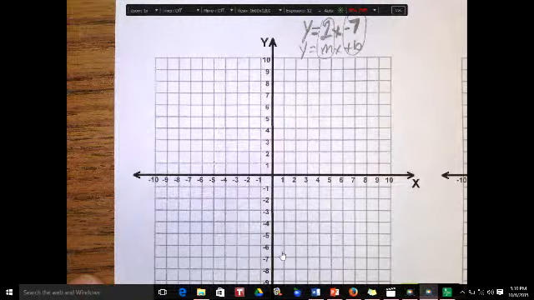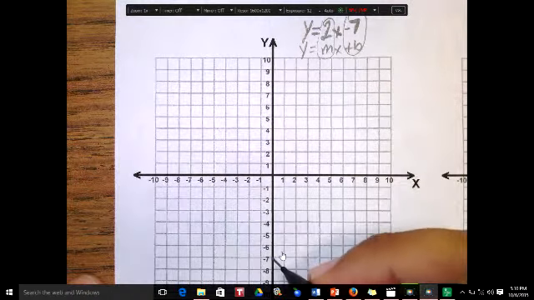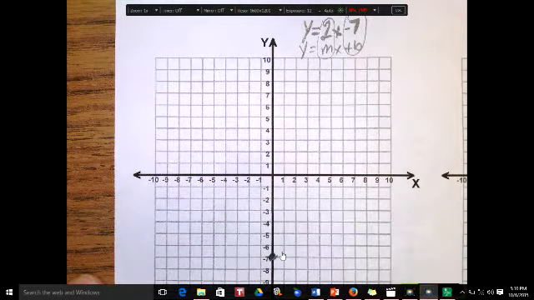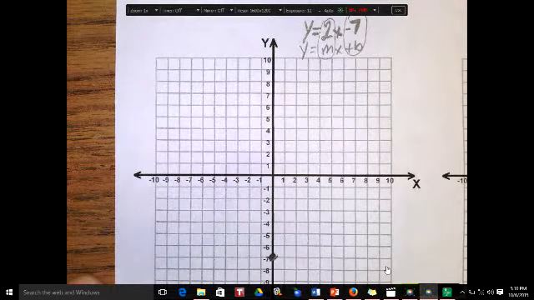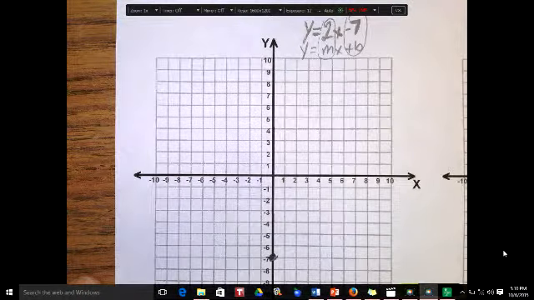So the very first thing you want to do is mark your y-intercept, which is -7. So we're going to go to our y-axis, and we are going to put a nice little dot. I'm kind of exaggerating, making it big just so you can see, on the -7. That is step number 1. We always want to mark that first.